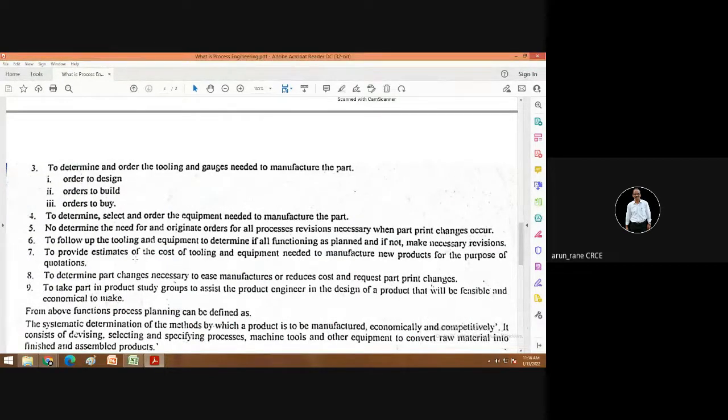Then the fourth function is to determine, select and order the equipment needed to manufacture the part. What does it mean? See, the role of the process engineer is very crucial.